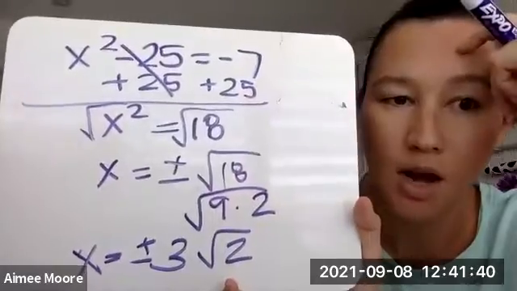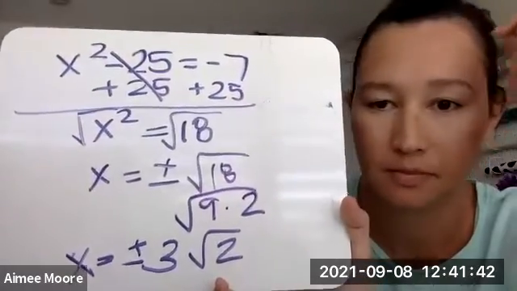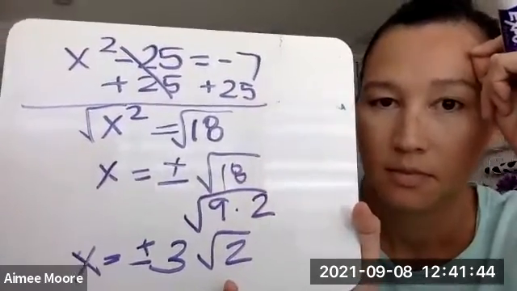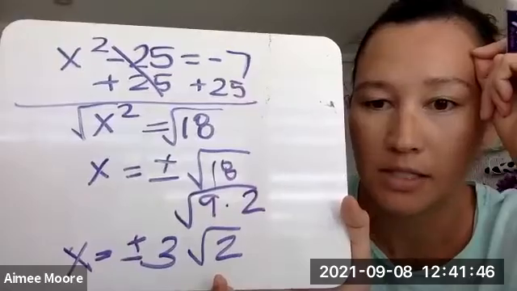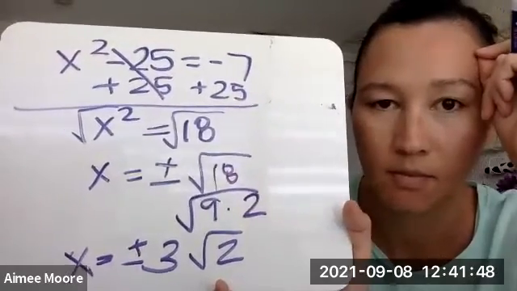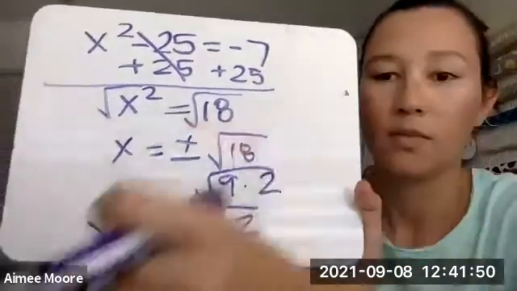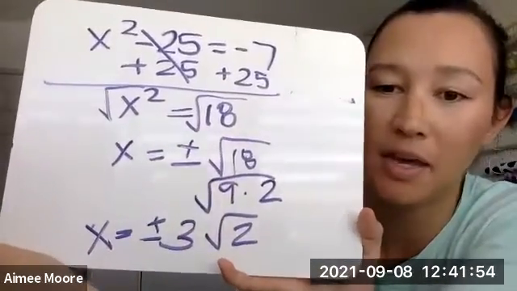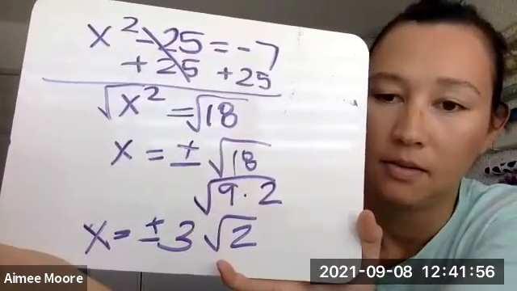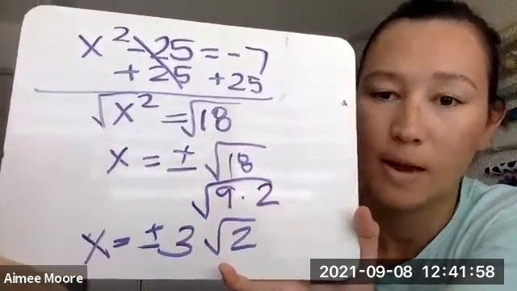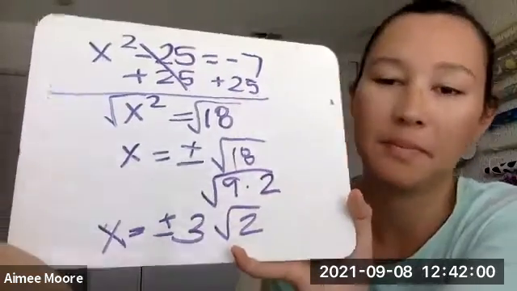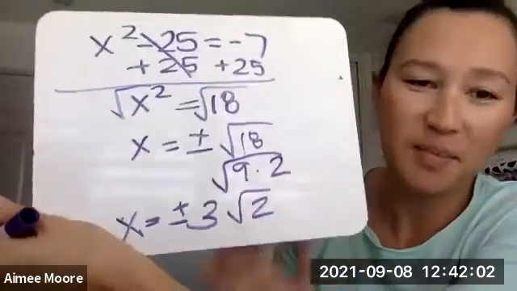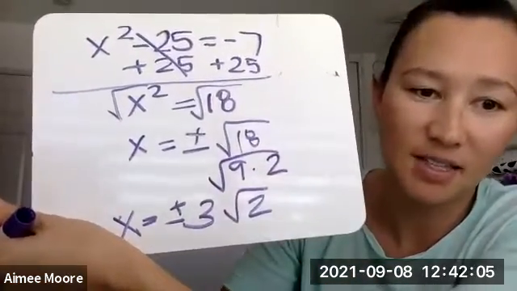Any questions on the second problem? How we got our answer? All right. Oh yes, we do have a question. Go ahead, Calliope. Oh, okay. All right, moving on. Let's take a look at the next question.